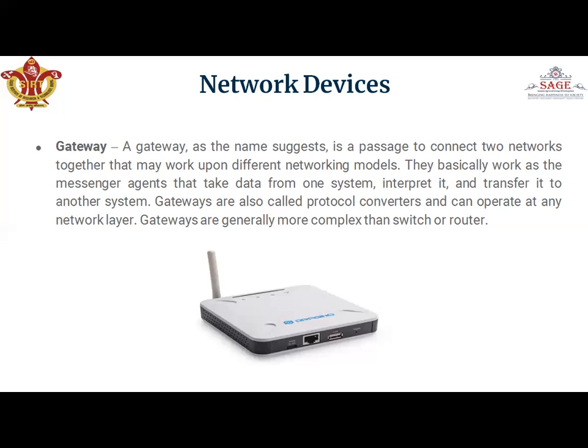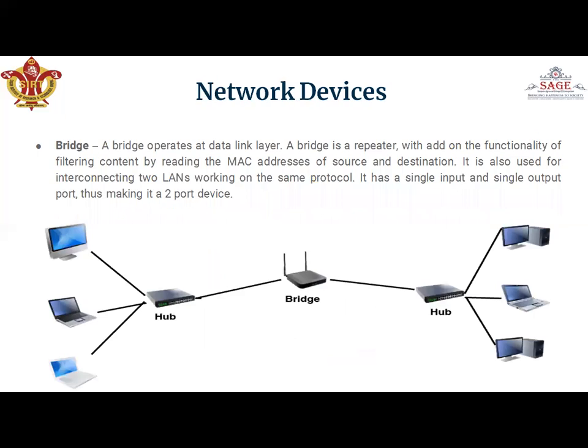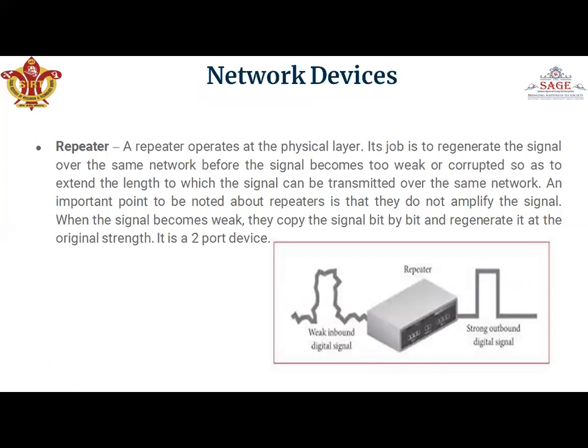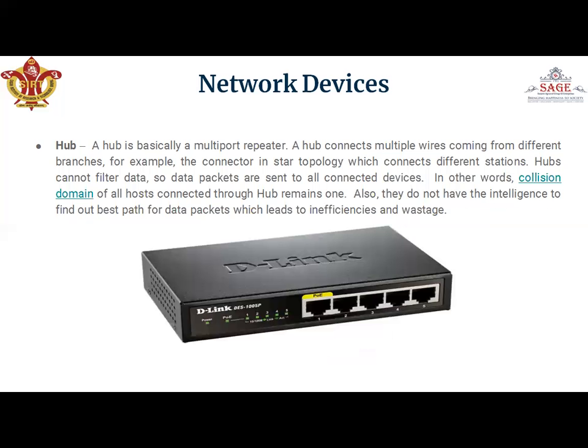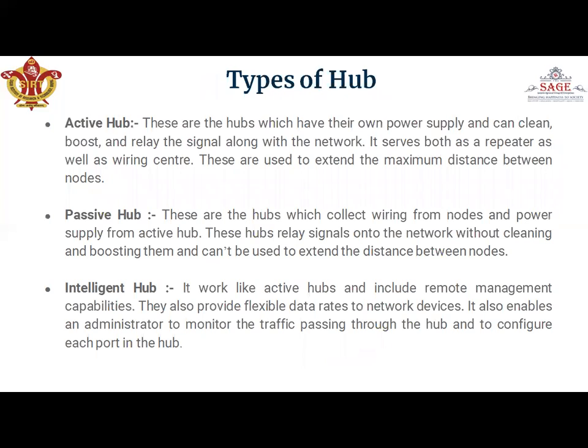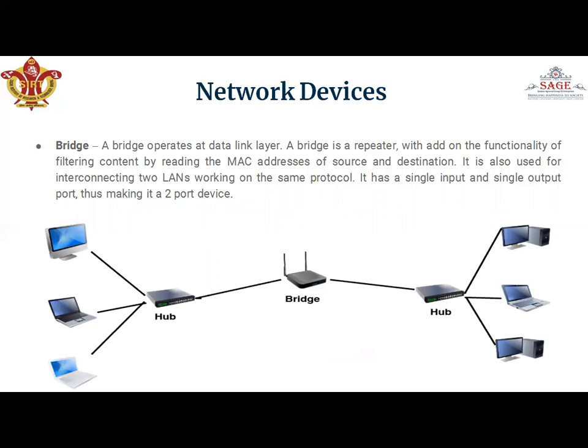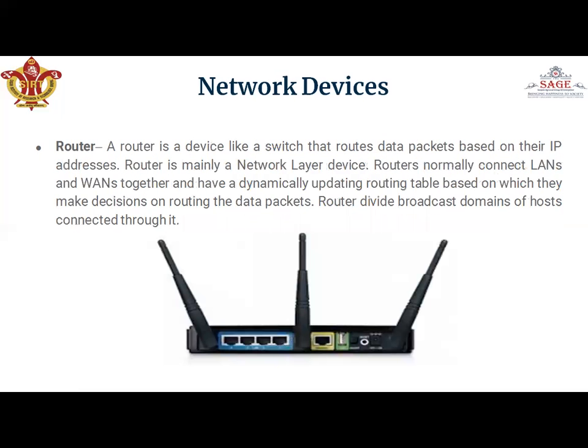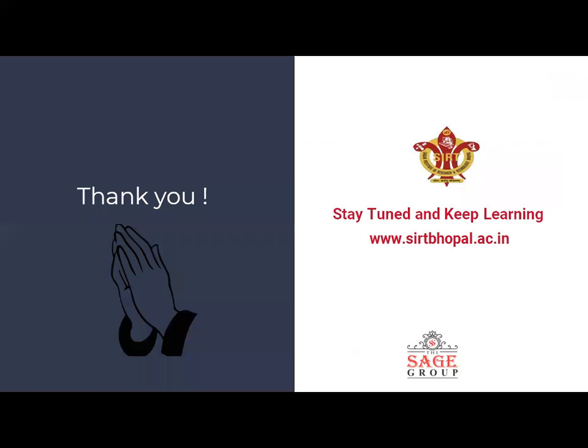So in today's lecture, we covered networking devices. Today we discussed what networking devices are, what a repeater is and its function, then hub, then types of hub: active hub, passive hub, and intelligent hub. Then we discussed bridges, switches, and especially router and gateway. Both router and gateway are inter-networking devices. So thank you so much for joining this lecture. Thank you so much.